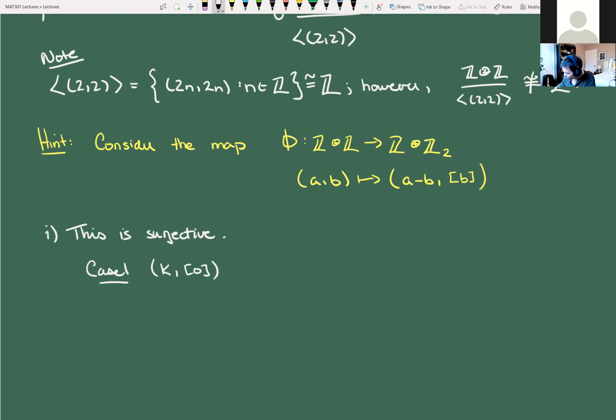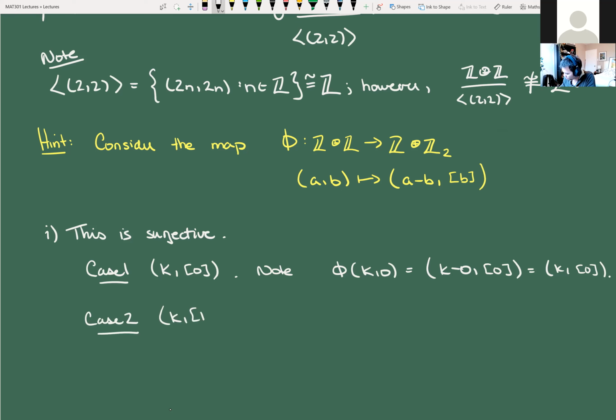And that one's pretty straightforward. Note phi of (k, 0) is going to be k minus 0 and the equivalence class of 0. That's what we wanted. So boom, no problem. Case 2: let's still use k in the first element, but let's use 1 in the second element. So let's look at (k, [1]) and see if we can find something which maps to this.